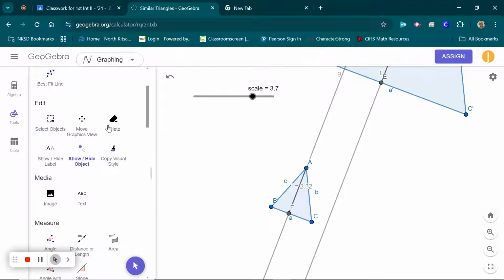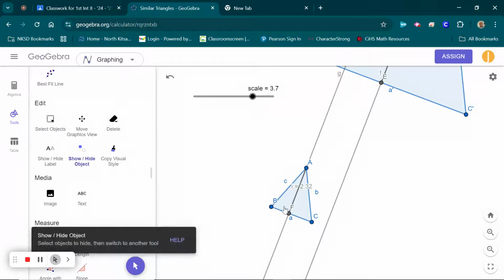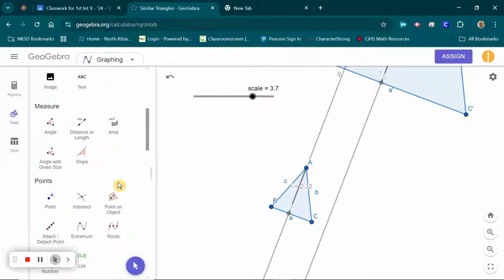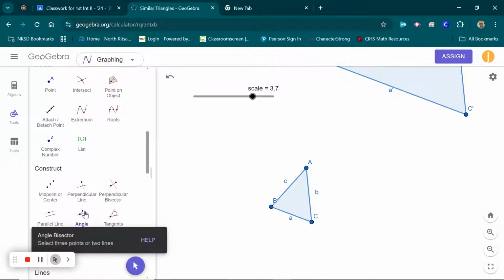We'll see here in just a second. So there it goes. Okay, so it's gone. Or not really gone, but it's hidden, right? I'd like to hide these points too because I don't want that to be confusing. And I said I was going to make the angle bisector. So we need to go down to construct again, and then find angle bisector. Let's do angle bisector for B.